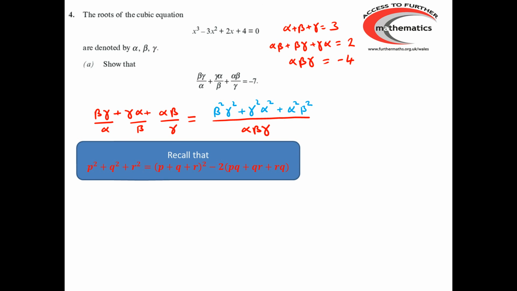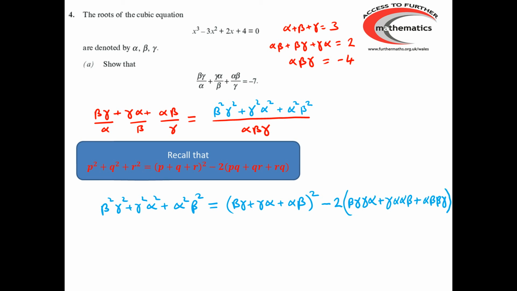Now, if we remember that p squared plus q squared plus r squared is the same thing as (p plus q plus r) all squared, take away 2(pq plus qr plus rq). That again is one of those useful results on the key facts page. Then we can say that beta squared gamma squared plus gamma squared alpha squared plus alpha squared beta squared is the same thing as (beta gamma plus gamma alpha plus alpha beta) all squared, take away 2 lots of (beta gamma gamma alpha plus gamma alpha alpha beta plus alpha beta beta gamma).